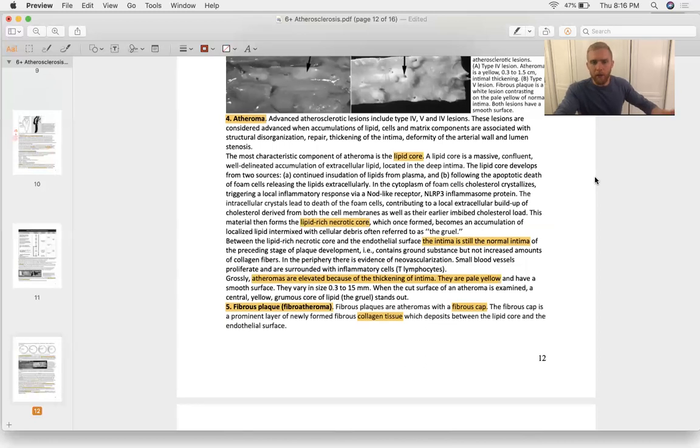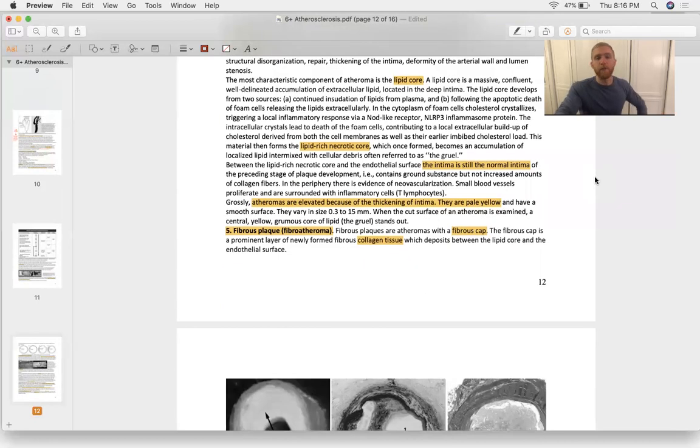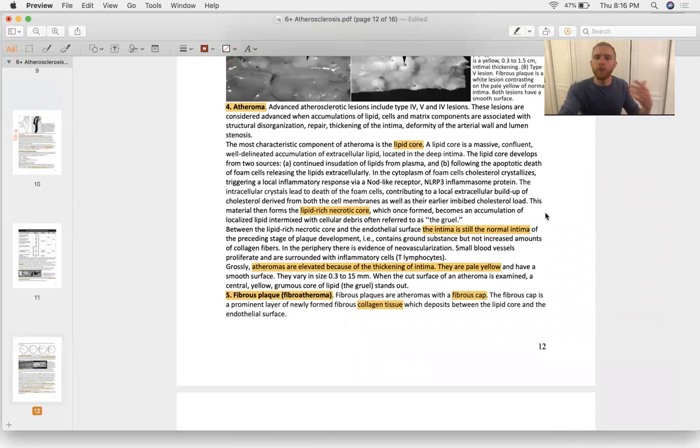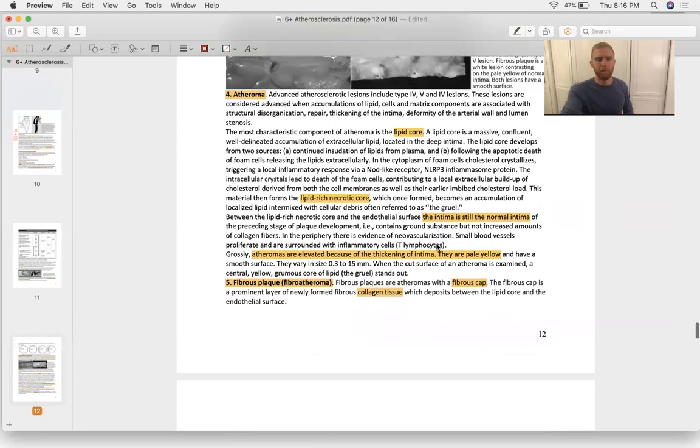So an atheroma has a lipid core. Specifically, it's a necrotic core because of all the dead macrophages that got poked open by sharp cholesterol crystals, and they just eventually died of the toxicity. But the intima of an atheroma is still the normal intima. You do not see any intimal changes. The atheroma, however, is a bit bumpy. It's a little bit raised above the flat normal surface of the intima. Finally, atheromas are pale yellow.